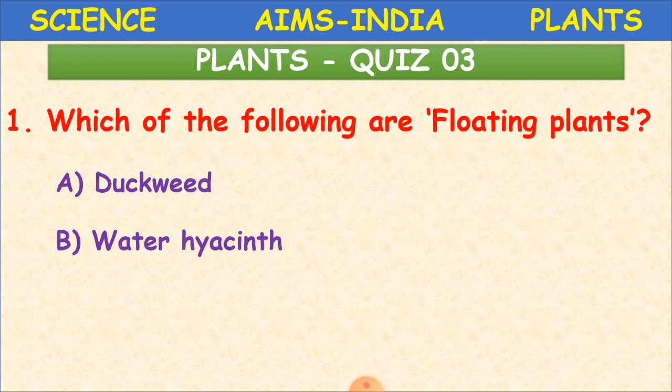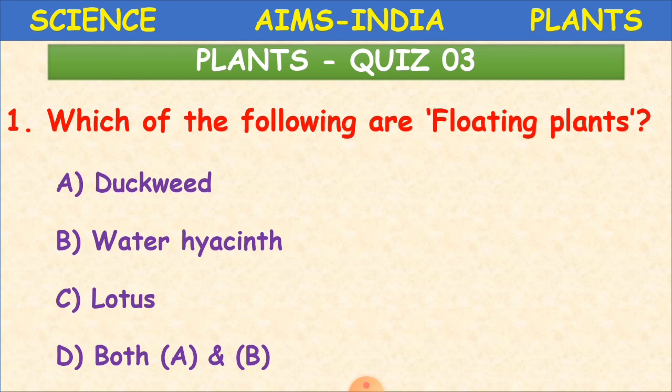The options are duckweed, water hyacinth, lotus, and both A and B. A and B, in the sense duckweed and water hyacinth. Which is the correct answer, children? Floating plant, which is floating on the water. The correct answer is both duckweed and water hyacinth. Clear? Now the next question.